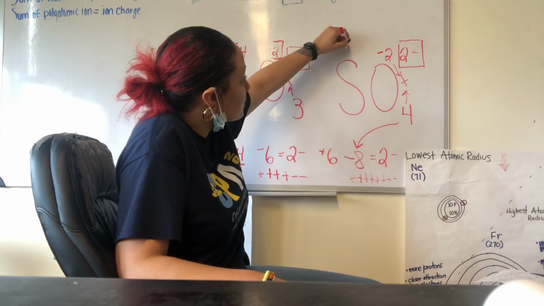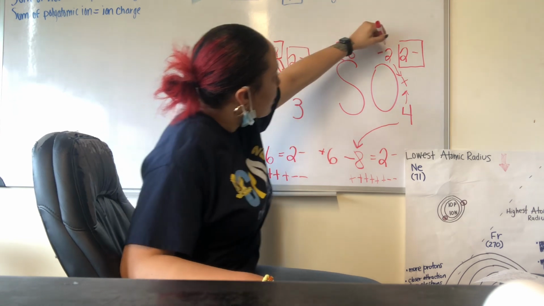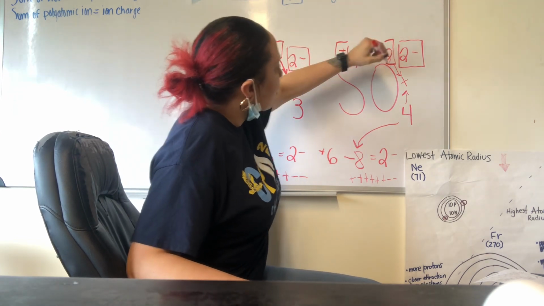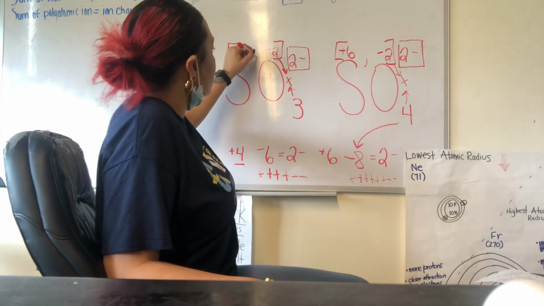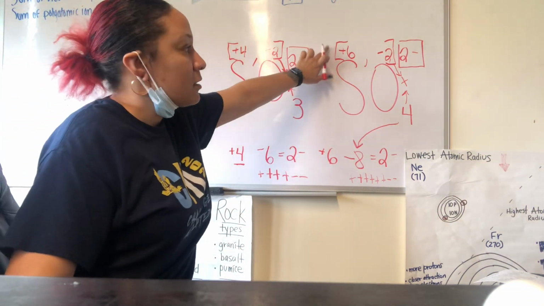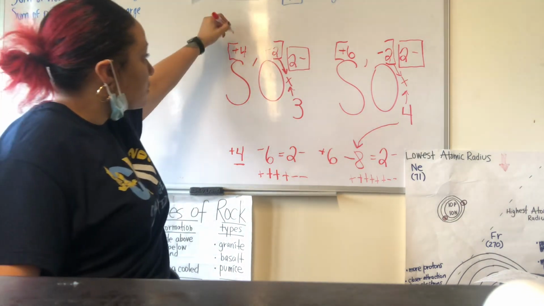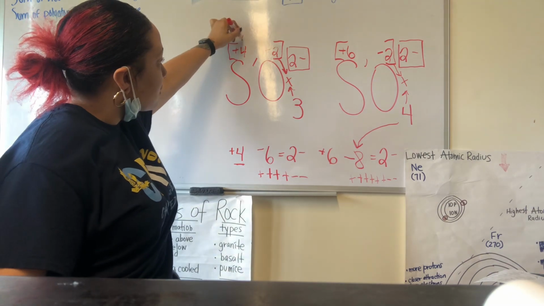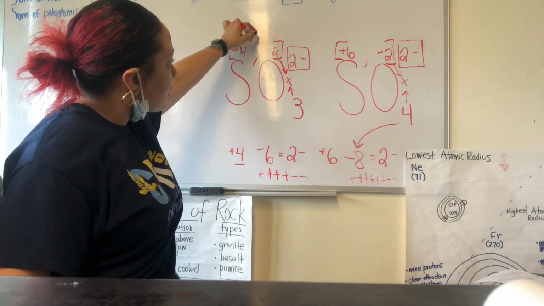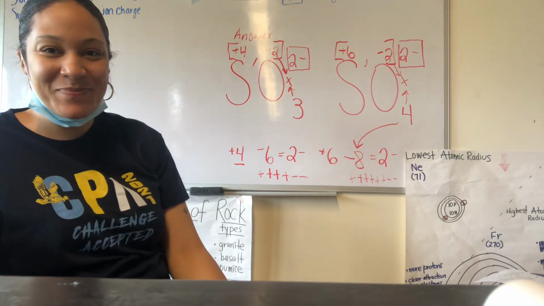So you're gonna bring the 6 up here and put it in your parentheses. This is your answer. This is the answer. Okay? All right.